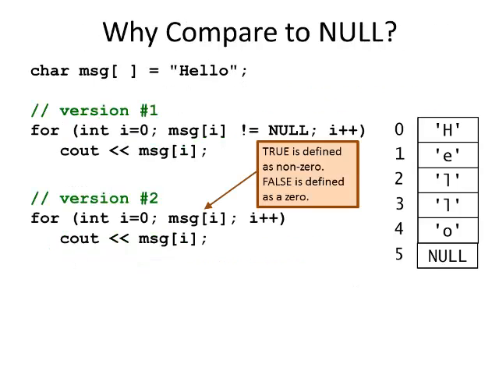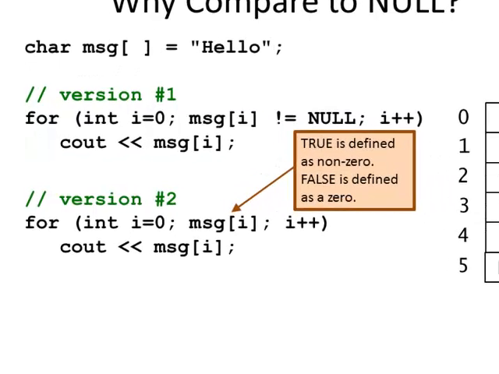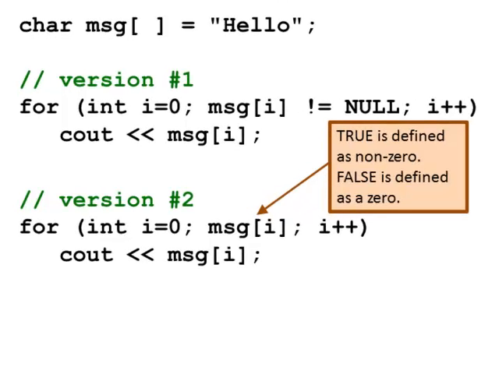Why compare to null? Here's version 1. Version 1, I'm saying message sub i is not equal to a null, but the definition in C and C++ for true and false: true is anything that's non-zero, and false is anything that is 0. So why compare to null? I could just say message sub i, because the H, the E, the L-L, and the O numeric values are not 0. But when I get to the null byte, I end up with a 0, which means false, and I'll fall out of my for loop.